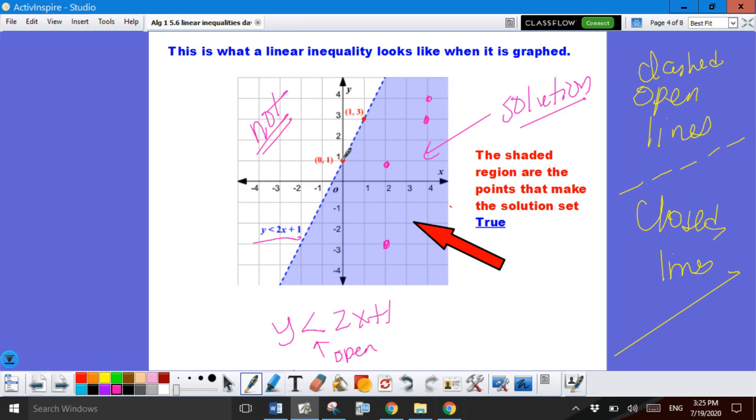Now, these points that are actually on the line, in this case, because the line is open, are not solutions. However, if it was a closed line, they would be solutions. So really, the only differences between graphing a line and graphing a linear inequality is we have to decide which side to shade on, and we have to decide what kind of line we have. Other than that, it's exactly the same as graphing lines.